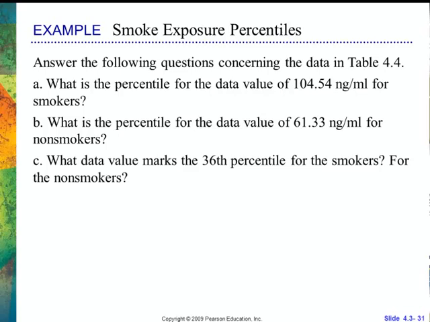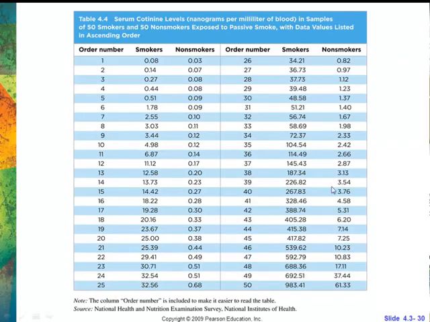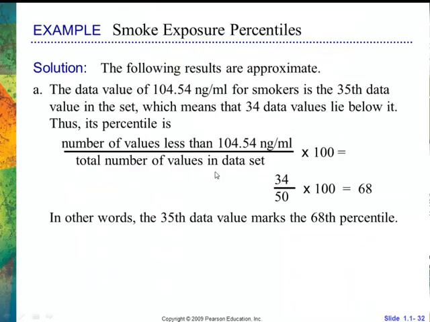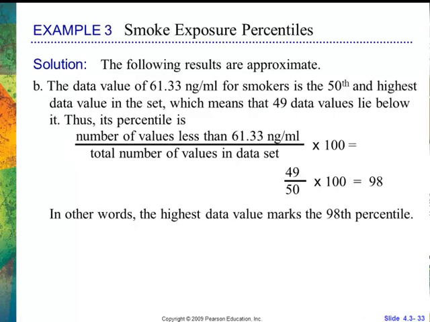So what is the percentile of the 104.54 nanograms per milliliter for smokers? Well, 104.54 is the 35th number here. So we're going to find out how many are less than that. How many are less than 35? 34. So that's this number divided by 50 and multiplied by 100. So this 104.54 is the 68th percentile. The 35th data point marks the 68th percentile is what they're saying.